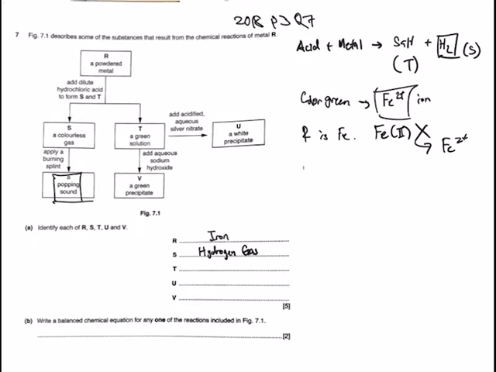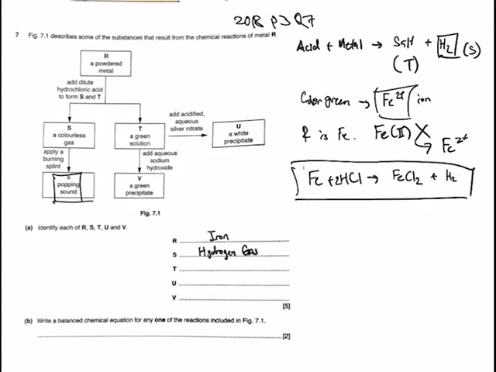If R is iron, then we have iron plus hydrochloric acid. What is the salt? The salt is FeCl2, plus hydrogen. Balance this out, and this is the equation. Once we derive that R is a metal reacting with hydrochloric acid, this is the chemical equation formed. So FeCl2 is solution T. This is iron(II) chloride.